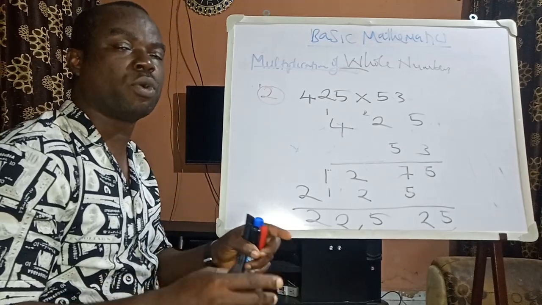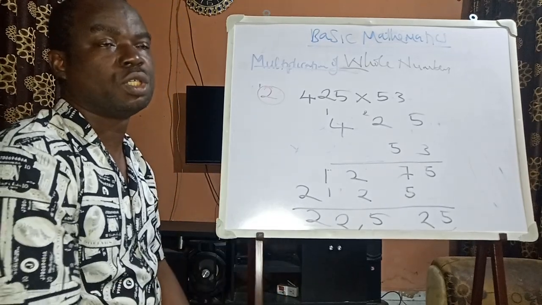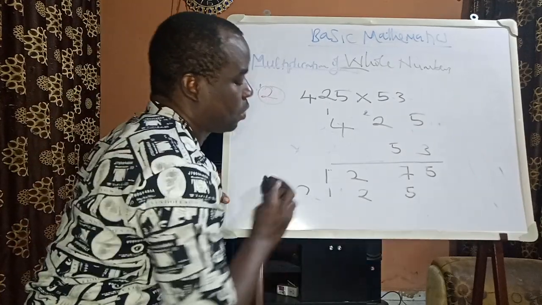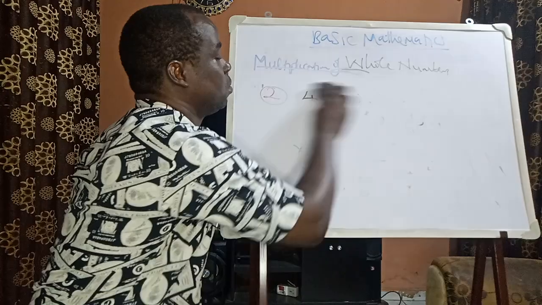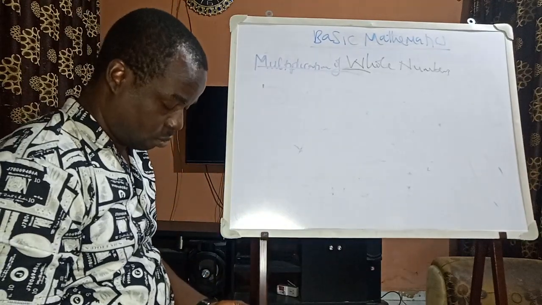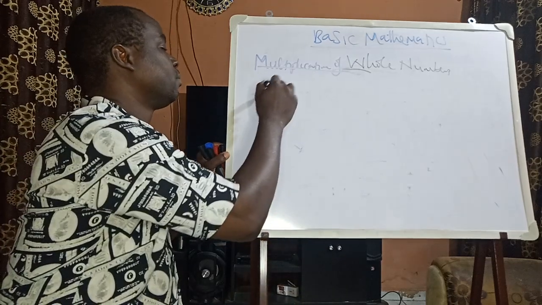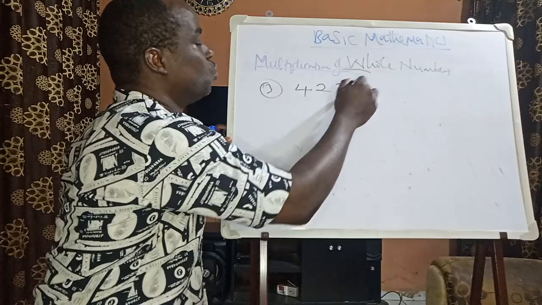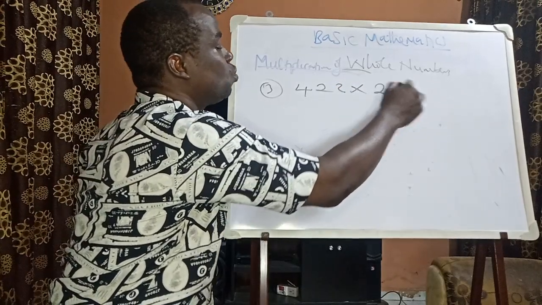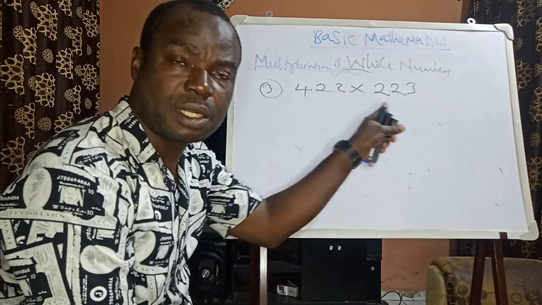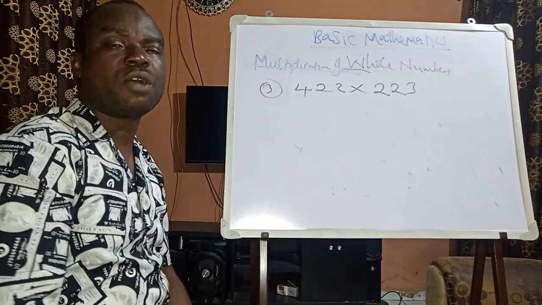Let's now do an example on 3 by 3 so that we can go into the main thing of this video, which is division. Okay, so number 3. Let us multiply 422 by 223. That is 3 numbers multiplying 3 numbers. How do we do that?